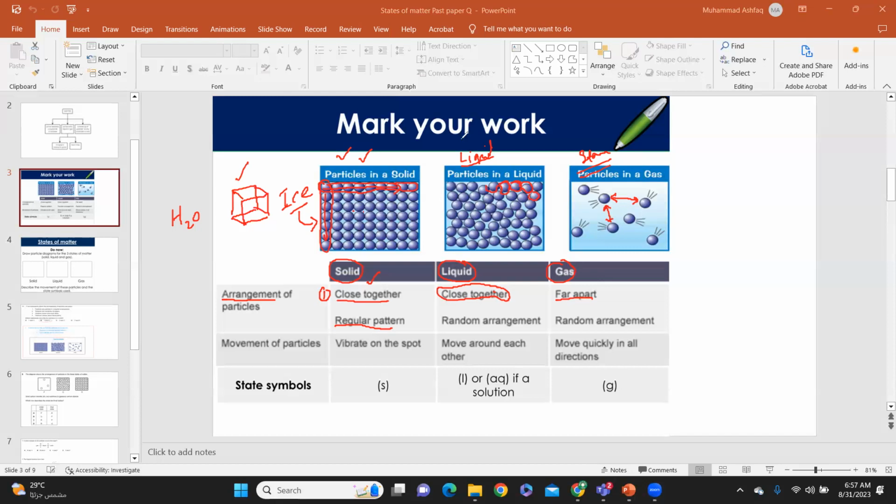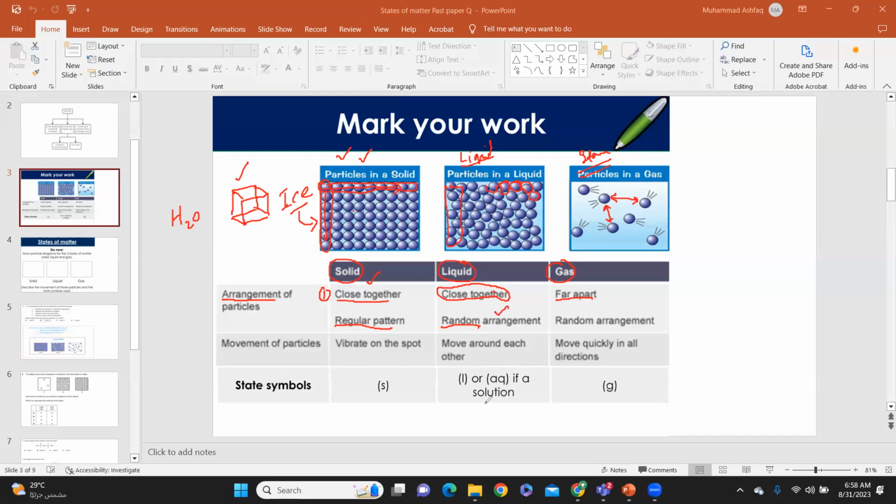Okay, now move toward the liquids, how the particles are here. You can say it's the same as the solids, close together, but there is a random arrangement. There is movement, but also not a regular pattern, not in a straight line. Random ups and downs, not arranged. Maybe one is going zigzag, one is left, right, up, down. They are not in a proper arrangement. We can say random arrangement.